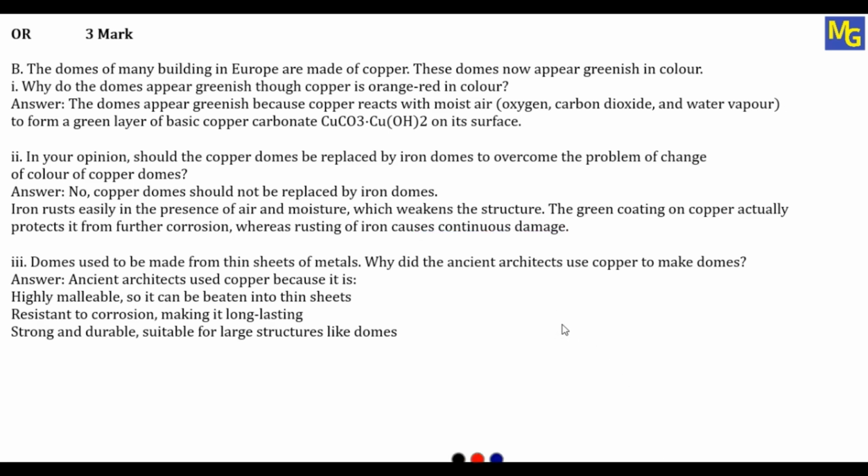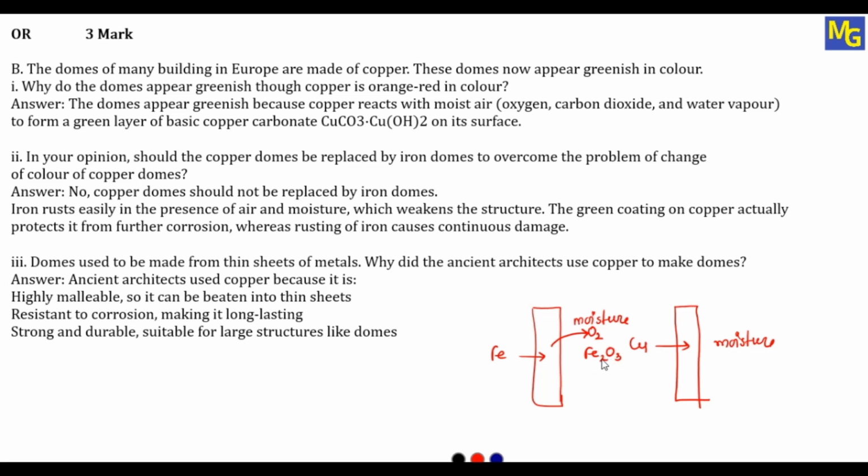So let me explain this with the diagram. Imagine this is one metal piece made up of iron, and this is another metal piece made up of copper. Now when both the metals come in contact with the moisture, what happens? Both are susceptible towards the moisture and both can undergo corrosion. When iron undergoes corrosion with the oxygen from the moisture, Fe reacts with the moisture and forms Fe2O3, iron oxide, a brown color powder.